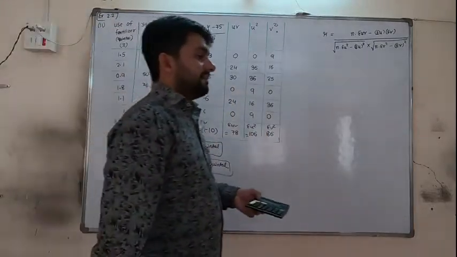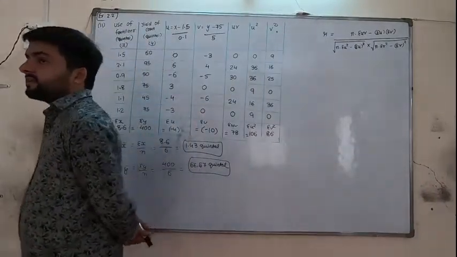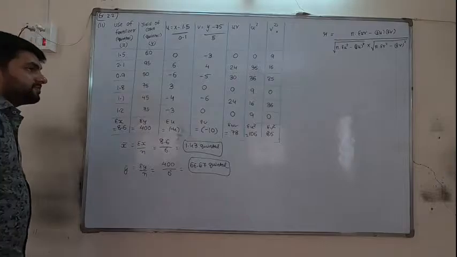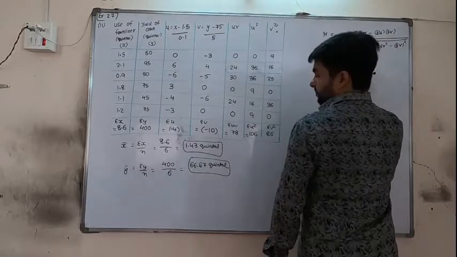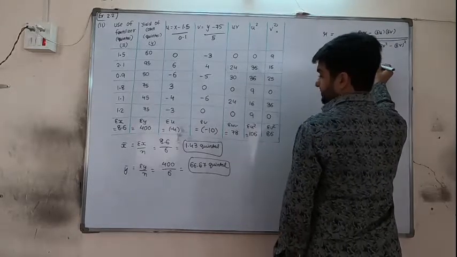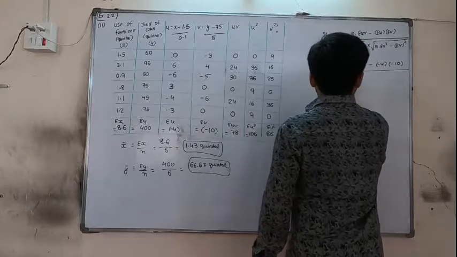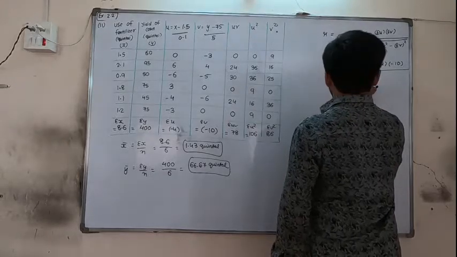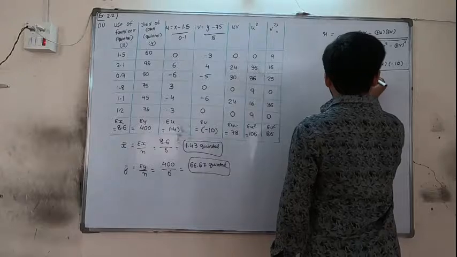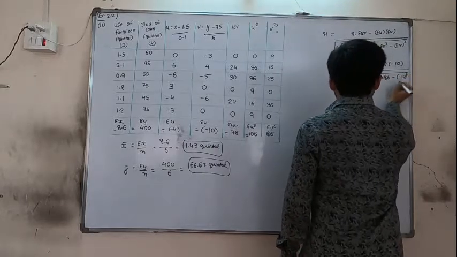Now we will write the formula. r is equal to n sigma uv minus sigma u into sigma v, divided by the first square root of n sigma u square minus sigma u whole square, and the second square root of n sigma v square minus sigma v whole square. Now what is n? n is 6. Sigma uv is 78, sigma u is minus 4, sigma v is minus 10. Sigma u square is 106, and sigma v square is 86.